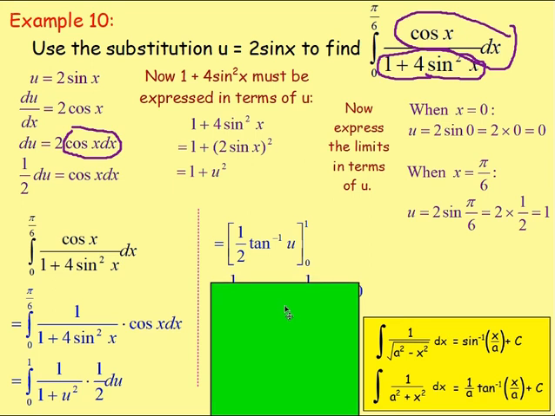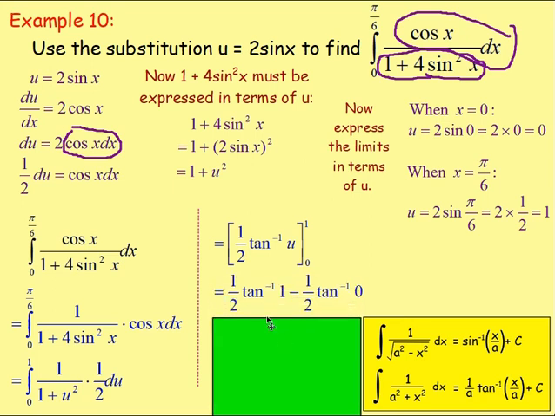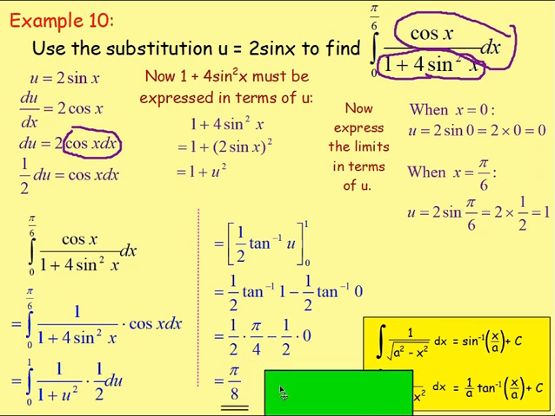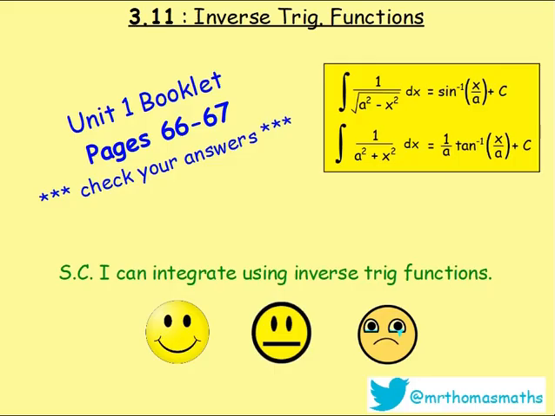From there, sub in 1 and 0: a half times tan to the minus 1 of 1, take away a half times tan to the minus 1 of 0. Tan to the minus 1 of 1, if you think about your exact value triangles, gives you 45 degrees, which in radians is pi over 4. So it's a half times pi over 4, take away a half times tan to the minus 1 of 0, which from the graph is 0. So you are left with a half times pi over 4, which gives pi over 8. And that is your final answer.